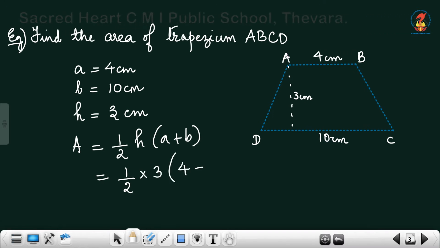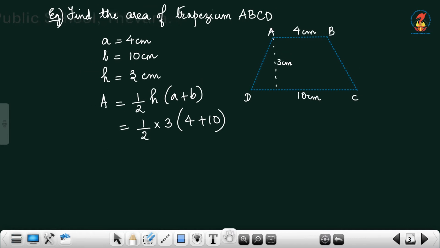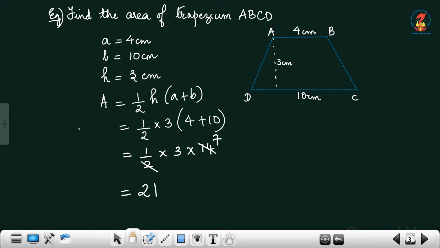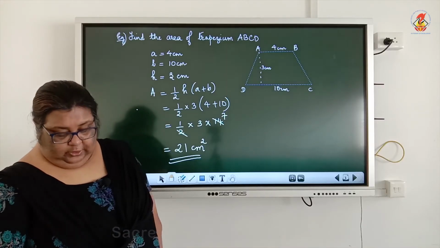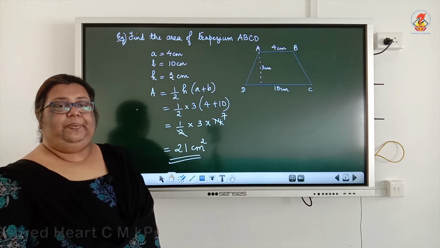3. 4 plus 10. And children, what is 4 plus 10 equals? 4 plus 10 is 14 centimeter, which is equal to half into 3 into 14. 2 goes in 14, 7 times. 3 sevens are 21. Unit will be centimeter square. So the area of the trapezium ABCD will be equal to 21 centimeter square.